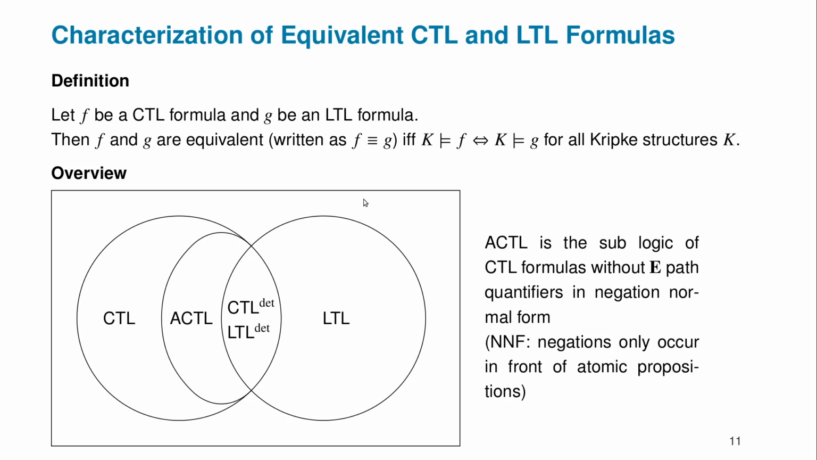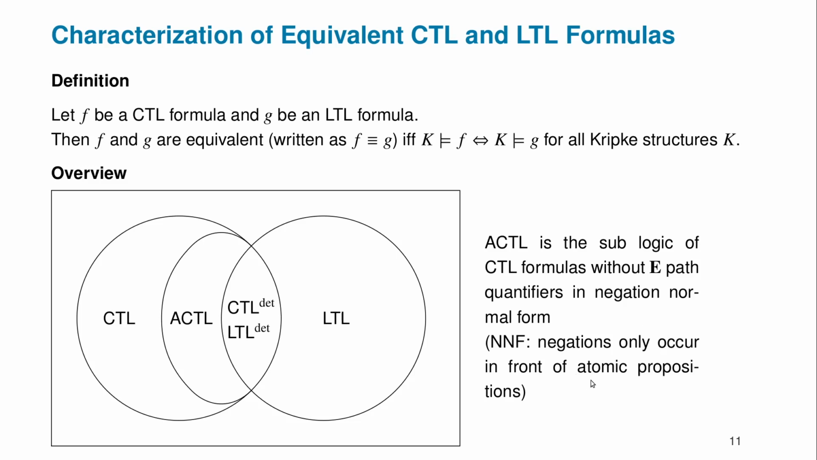Yeah, so the universe is much larger than just the CTL and the LTL formulas, which are now covered here, or contained here in two circles. And for CTL, we have a sub-language, ACTL, which is the set of CTL formulas without E-path quantifiers. So we have no existential quantifications in the ACTL formulas, and we also require that the formulas are in negation normal form. Remember, a formula is in negation normal form if and only if negations occur only in front of atomic propositions.